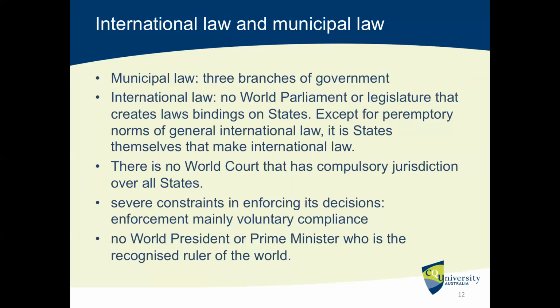Now, one of the things that we need to observe is that unlike municipal law, or in most municipal law systems or states, you typically have three branches of government. So you have the executive, who can be the president or who can be the prime minister. You have the parliament or legislative body, which can, in the case of Australia, be the Australian Commonwealth Parliament. And then you have the judiciary. So you have the three branches of government.